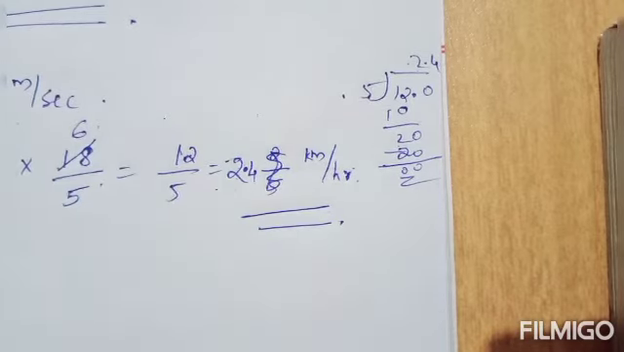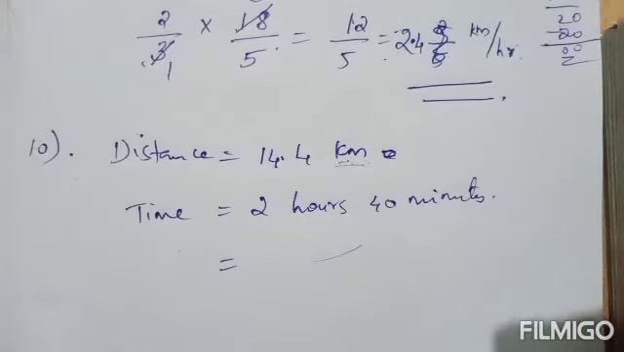Okay. Now 10th question. A distance of 14.4 kilometer is covered in 2 hours 40 minutes. Find the speed in meter per second. With this speed, Sakshi goes to her school 240 meter away from her house and then returns back. How much time in all will Sakshi take?